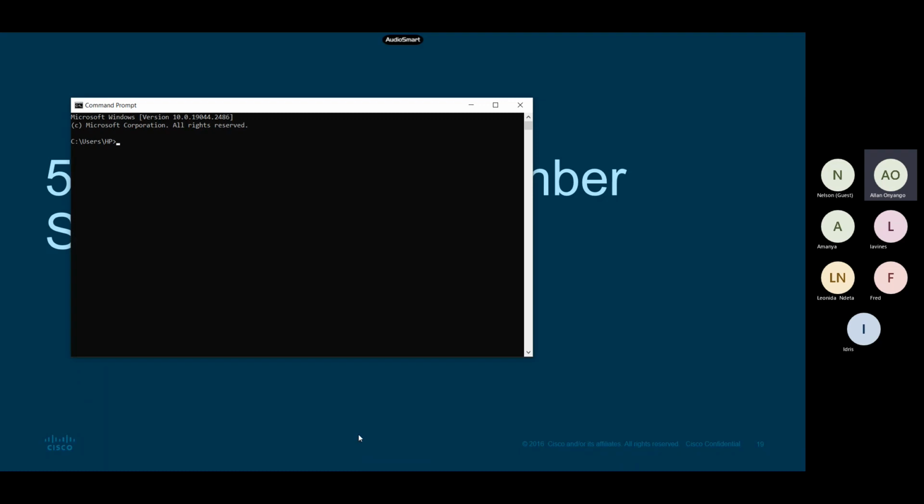If you want to see your physical address, just get into your CMD and type ipconfig /all.